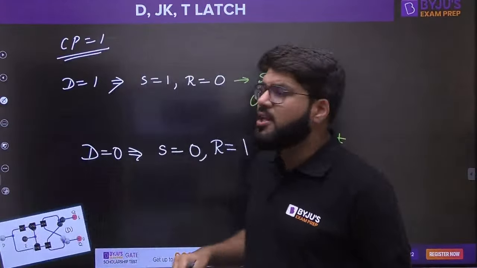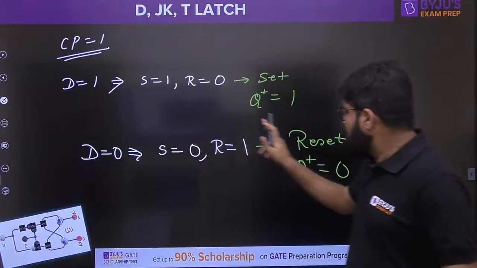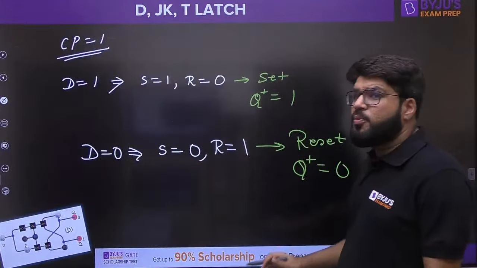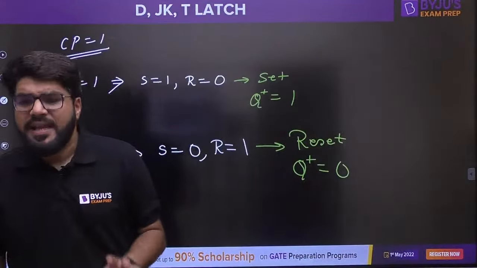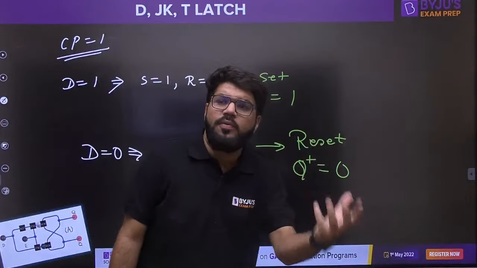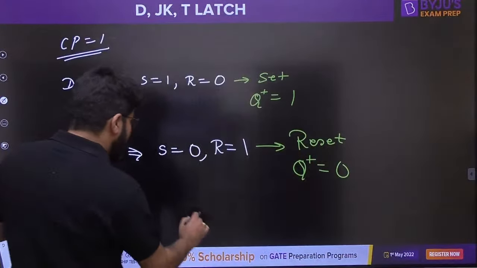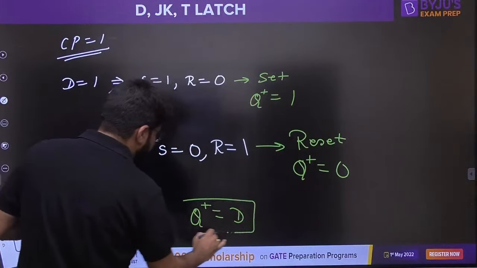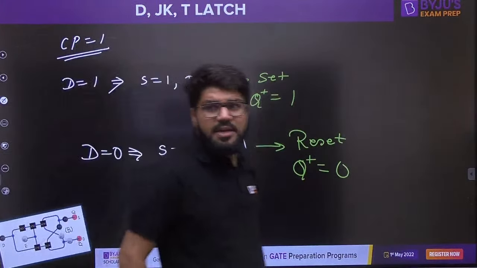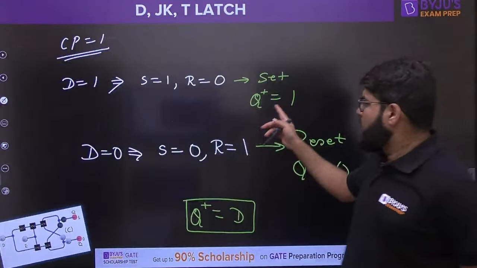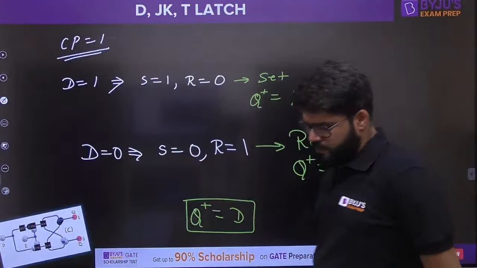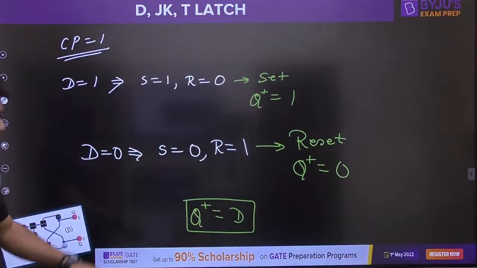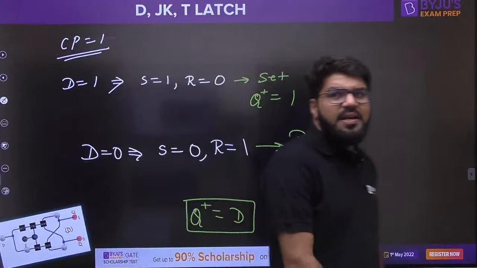So just try to see the pattern. If the input D is 1, the output of the device is also 1. If the input D is equal to 0, the output is also equal to 0. That means the device is just following the command of D. Whatever is at the D input will become the next state of the device. 1 goes to 1, 0 goes to 0. Is it clear to everyone? That is what it is.